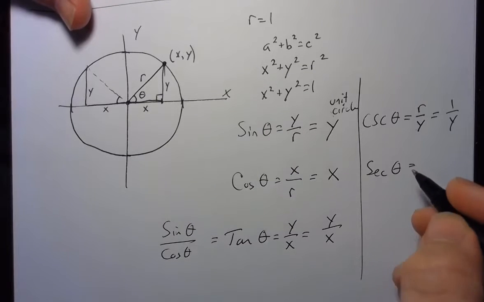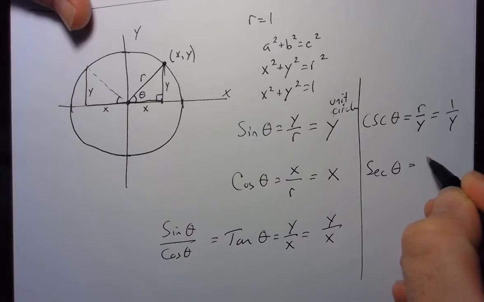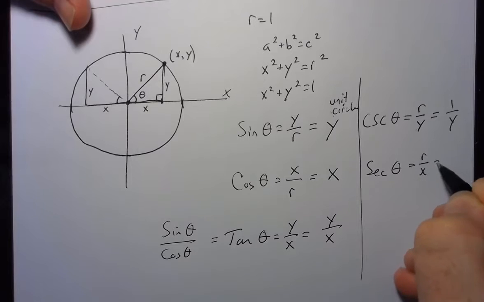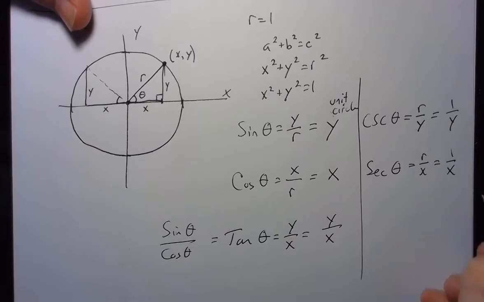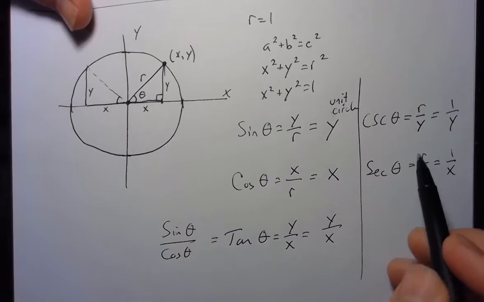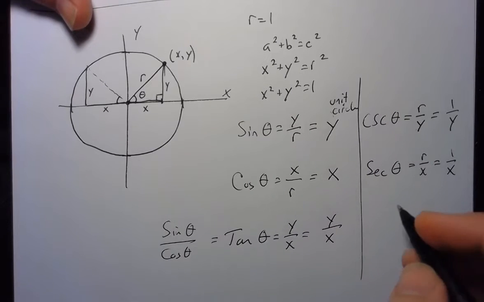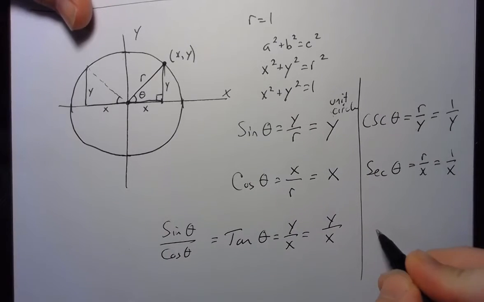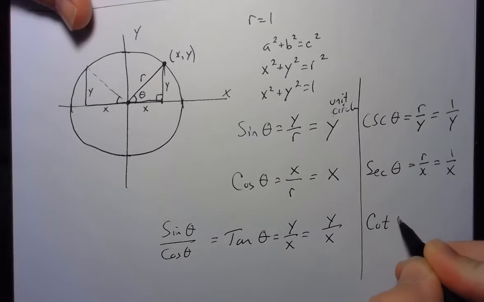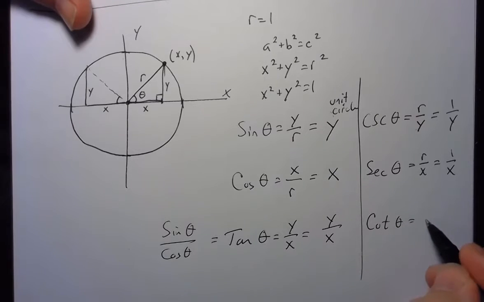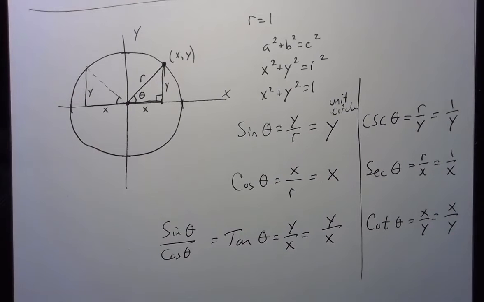Secant, the reciprocal of cosine, would end up being r over x or 1 over x. Again, the concept is all you're doing is flipping those two values. In terms of tangent, the reciprocal of tangent is cotangent of theta. Cotangent of theta is going to be x over y, and this is true for both the generic radius circle as well as the unit circle. So this is the set of trig functions with respect to unit circles as well as any generic circle.